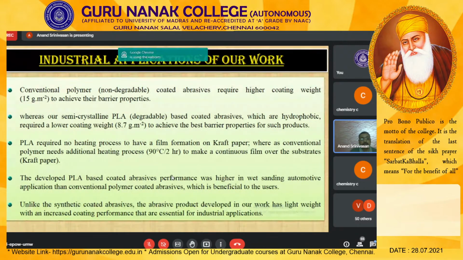So in our case, we were able to reduce the GSM to 8.7. So a very thin coating with effective barrier property can be achieved with PLA. In our process, the conventional coating process requires heating. Again, the heating process involves cost. So in our process, we were able to reduce the cost because it can be done at room temperature. So the coating of paper using PLA is a room temperature process.